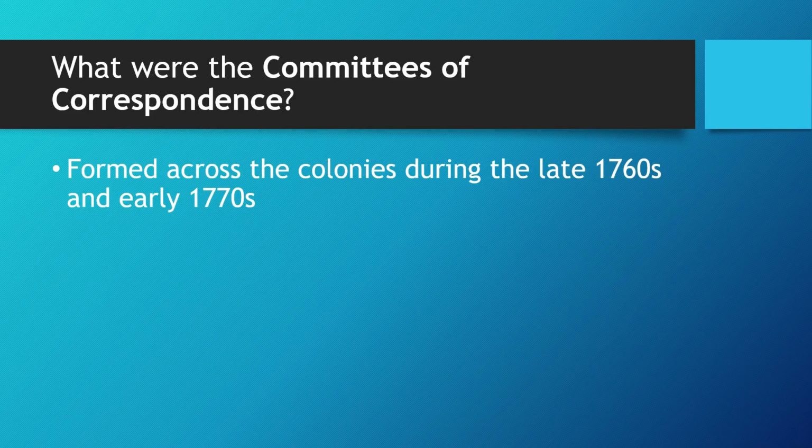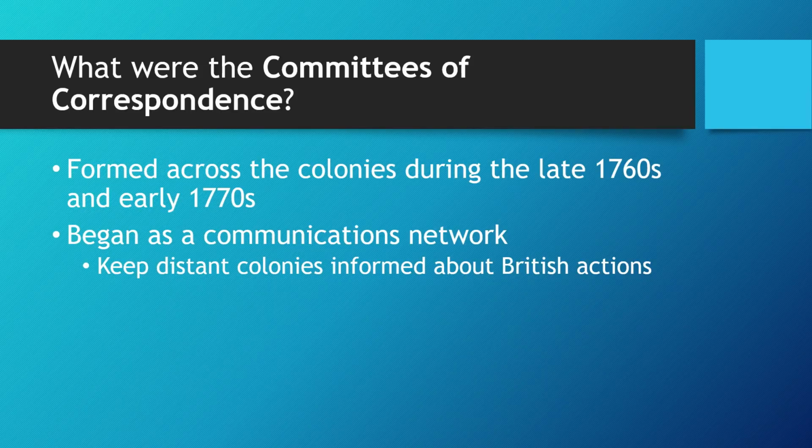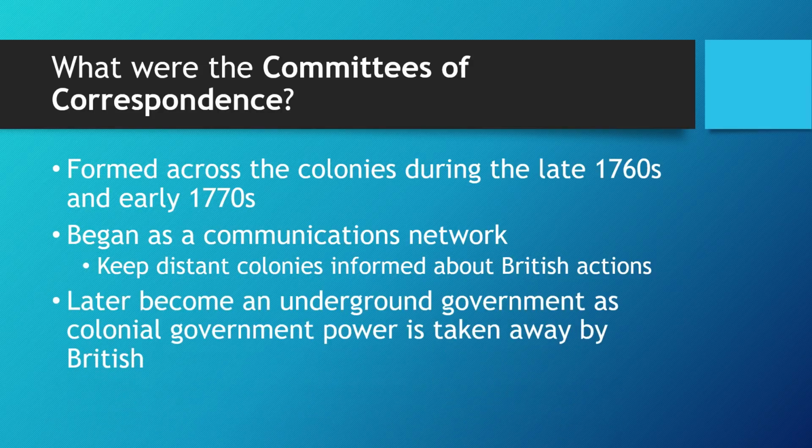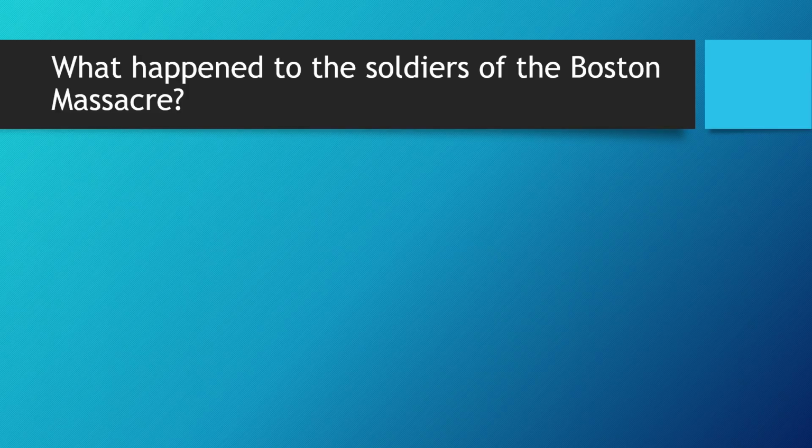As things start to escalate, communication across the colonies of British actions becomes extremely important. Committees of Correspondence formed across the colonies to send letters informing of British actions during the late 1760s and 1770s. It became a widespread communication network that later developed into a sort of underground or shadow colonial government because the British were chipping away at the power of local colonial legislatures.